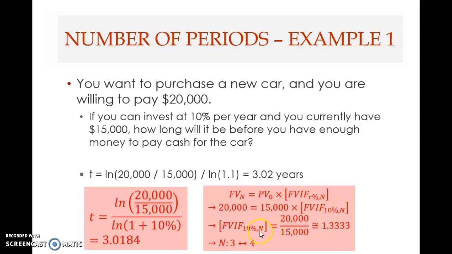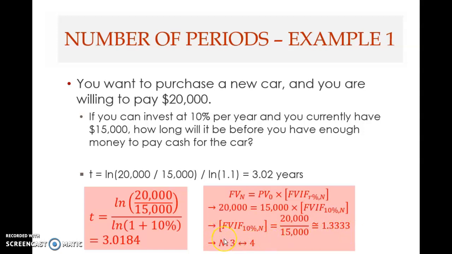So we look for the column, 10% interest rate. Then you look down from the top to the very bottom. You go down the list, look for the value of 1.33. And you know that the n must be between 3 and 4. The future value interest factor, when it is 3, it is too small, less than 1.33. But at 4, it becomes greater than 1.33. Therefore, it must lie in between.